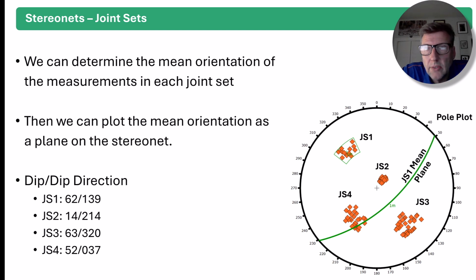From the pole plots, we can obtain the mean or the average orientation of the measurements within each joint set. Once we have the mean measurement, we can plot the average orientation of the plane on the stereo net. And so what we're seeing on the right-hand side of this plot is the mean plane right here for joint set 1. For the 4 joint sets, the dip and dip direction is shown on the left-hand portion of the slide.